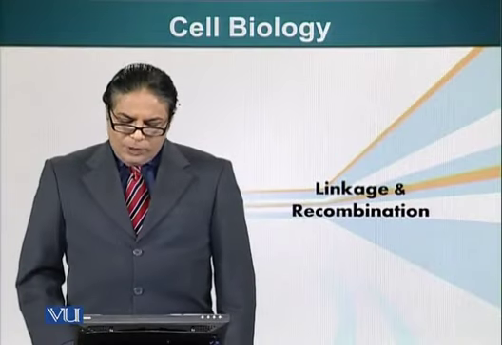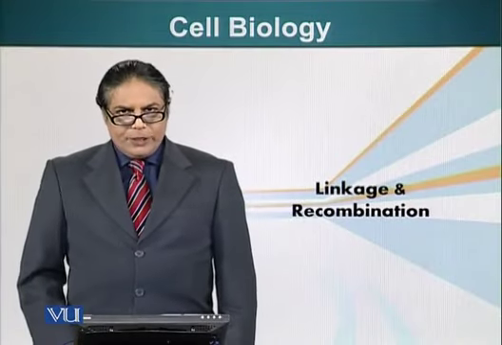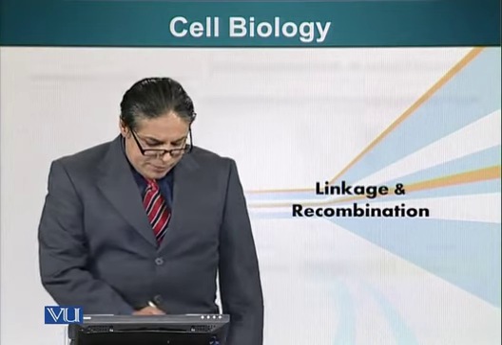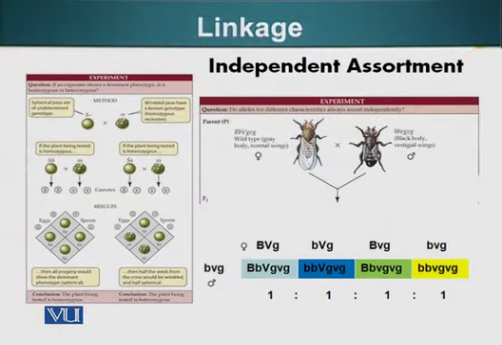In this module, we'll talk about linkage and recombination. Another scientist by the name of Thomas Hunt Morgan was doing experiments on fruit flies. He was looking at transmission of genes from one generation to the next. I'll give you an example of one of his experiments.